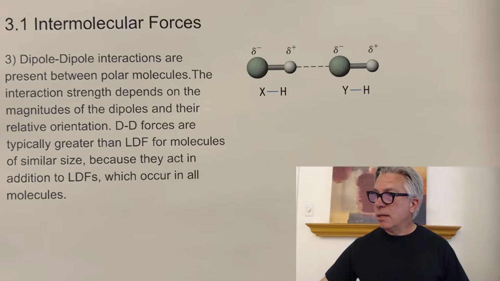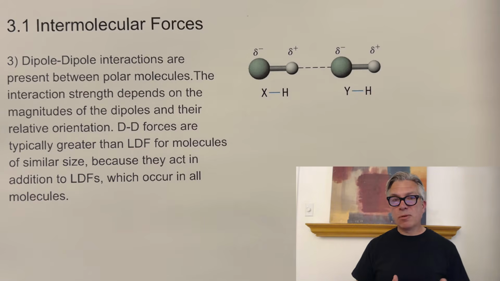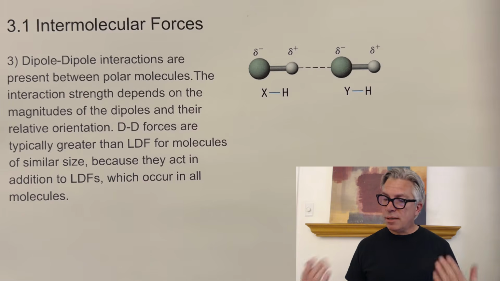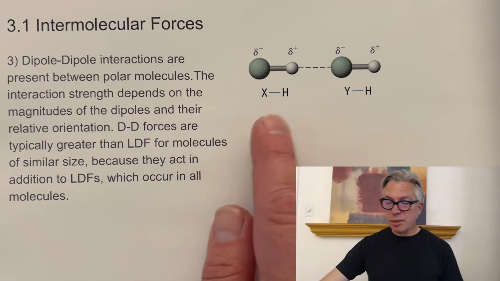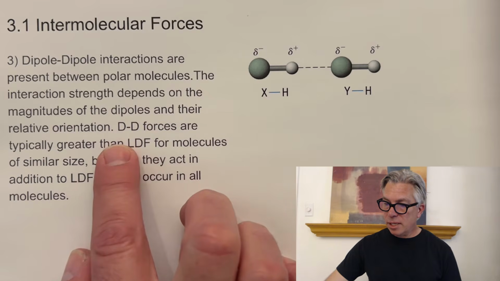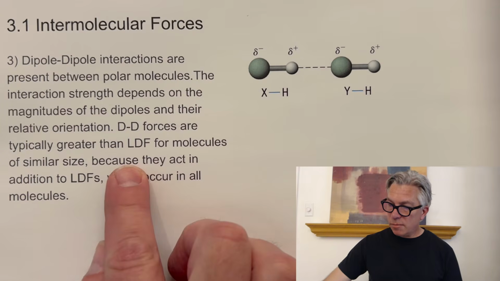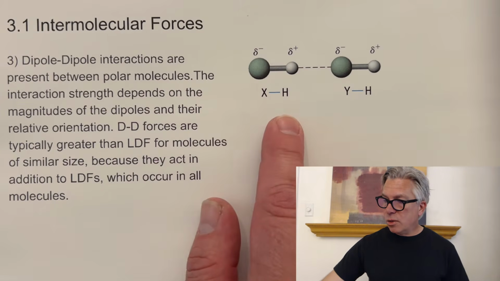I'm not going to read every word on every slide. Again, these are instructions given to us, and I'm trying to paraphrase. So let's do dipole-dipole forces. Whereas London dispersion forces are temporary, and they are fleeting, and they only last a short period of time for each one, dipole-dipole interactions are more permanent. They occur between molecules that are actually polar, like these two generic molecules here. And the interaction strength depends on the magnitudes of the dipoles and their relative orientation. They're typically greater than London dispersion for molecules of similar size because they act in addition to London dispersion, which occur in all molecules. So those are dipole-dipole forces.